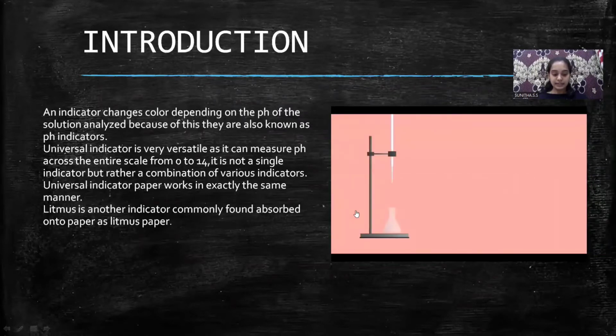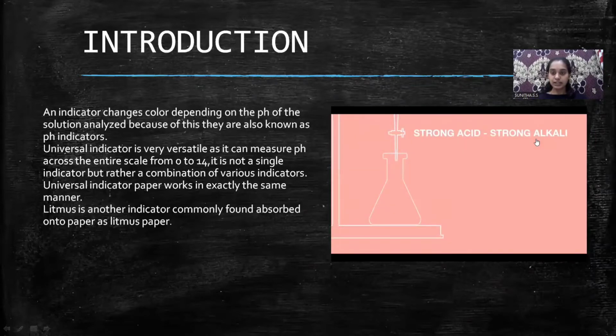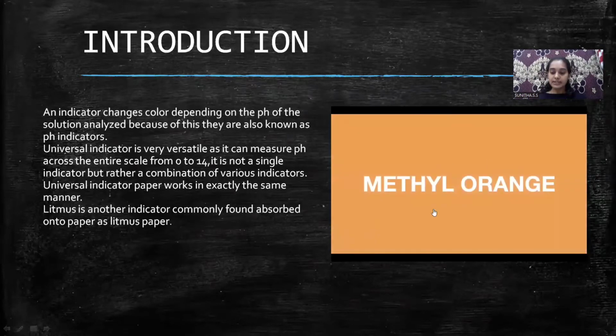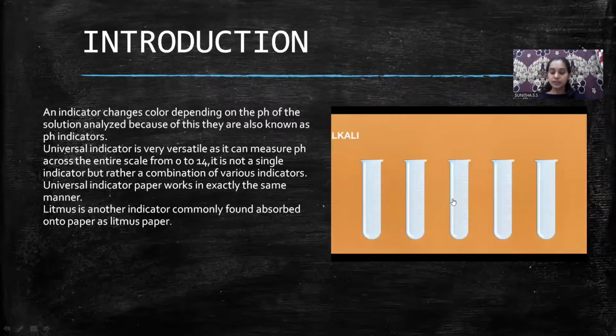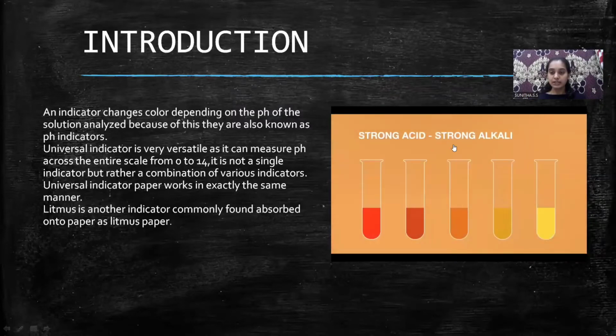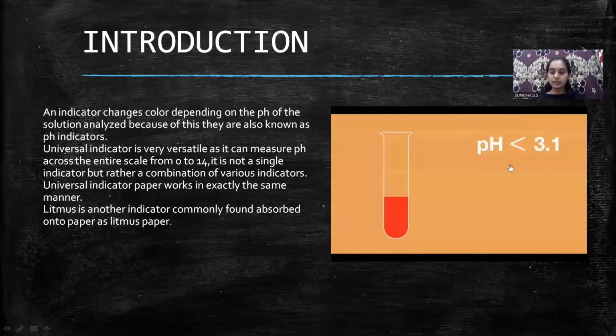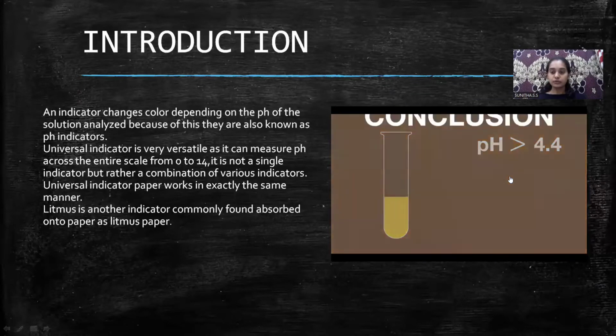Phenolphthalein is an indicator commonly used to determine the endpoint of a strong acid, strong alkali, and similarly weak acid, strong alkali titration. It goes from colorless to pink at a pH of 8.2. Similarly, methyl orange is used to determine the endpoint of either strong acid, strong alkali, or strong acid, weak alkali titration. It is red at a pH lower than 3.1 and yellow at a pH higher than 4.4.